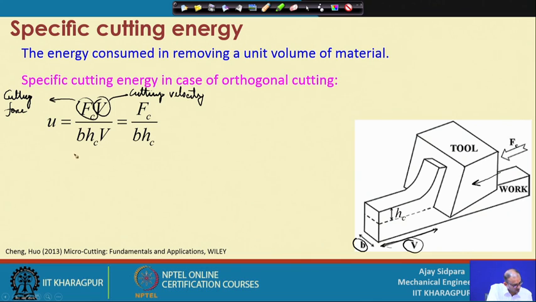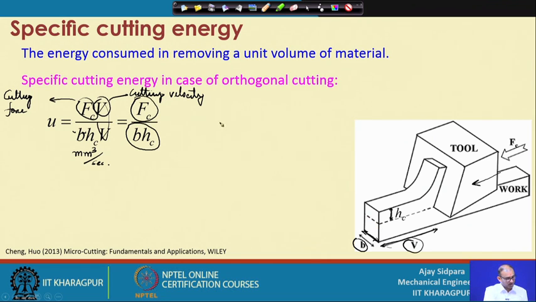So, this whole thing will come in terms of millimeter cube per second or minute. Let us put the second. So, this is in millimeter, this is millimeter, this is millimeter per second. So, this is what you have. So, V will get cancelled, and then you end up with Fc divided by B into HC. So, it depends on what is the depth of cut, how much is the width. Obviously, it will cover the area of this part, and then how much is the cutting force in this case.